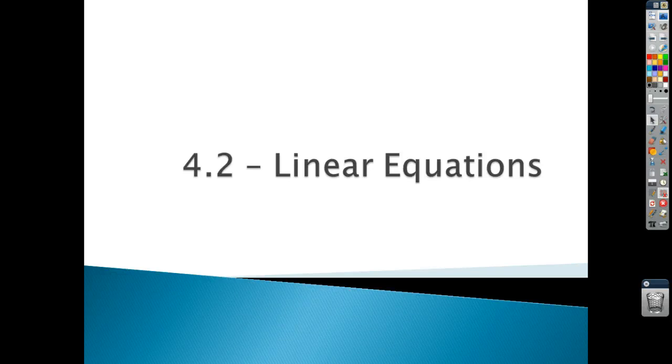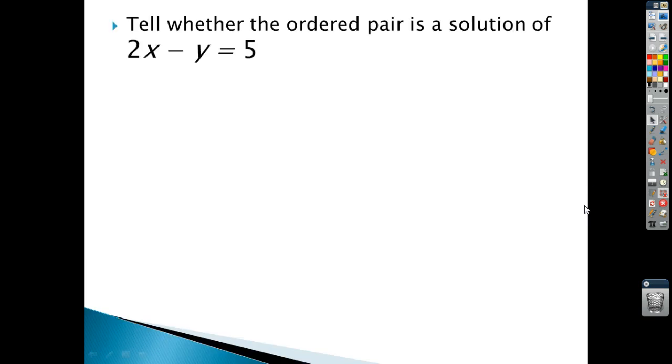Moving on, we're going to talk about this idea of linear equations. We're going to keep talking about input, output, domain, range, how these all tie back together. So let's first look. Here we have a function, right? 2x minus y is equal to 5.